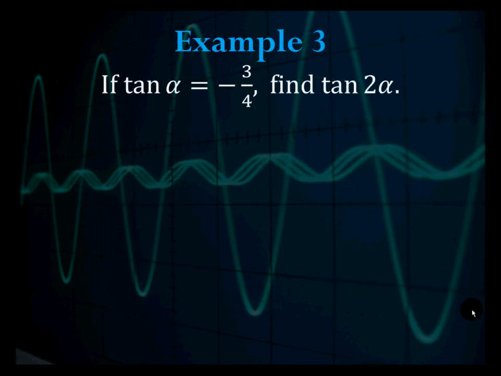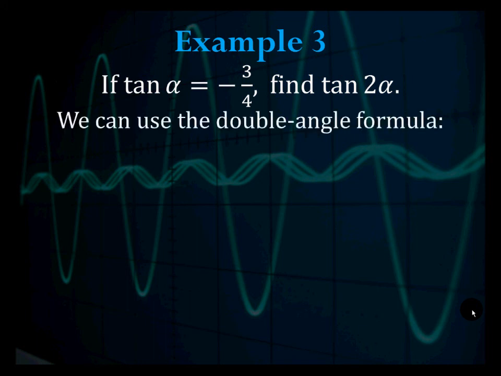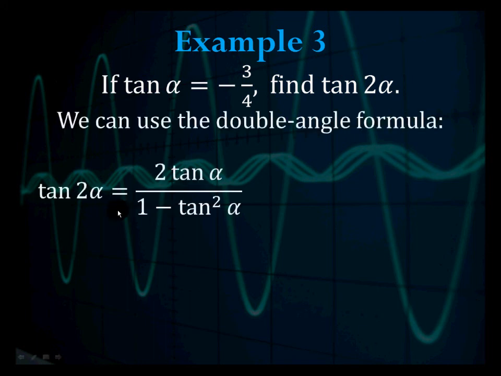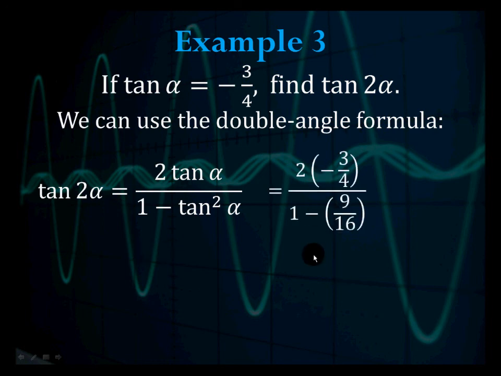Finally, example 3. If tangent of alpha is negative 3/4, find the tangent of 2 alpha. So now you're going to use the double angle formula. Plug in tangent of alpha and see if you can derive the correct answer. Alright, the double angle formula is the tangent of 2 alpha equals 2 tangent alpha over 1 minus tangent squared alpha. So 2 times negative 3/4 all over 1 minus negative 3/4 squared, which is 9/16.